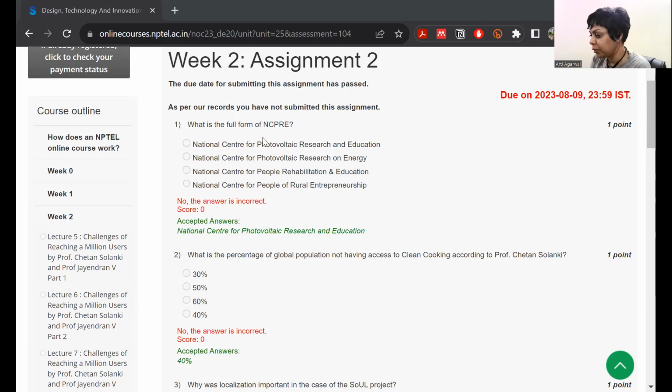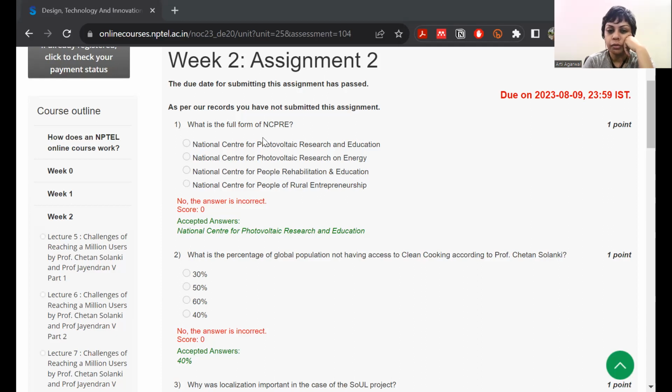NCPRE. Now in week two, we are discussing photovoltaic cells. This is a small solar panel. So this is not going to be something to do with people rehabilitation and rural entrepreneurship and all that. It's going to be something to do with photovoltaic and what they are doing in that entire project. As we'll see later, it has more to do with education rather than energy.